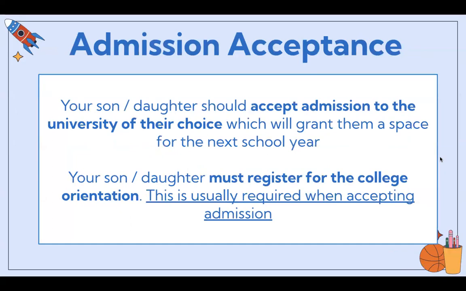Admissions acceptance. Your son or daughter should accept admission to the university of their choice, which will grant them a space for the next school year. They must also register for an orientation, and this is usually required when accepting admission.